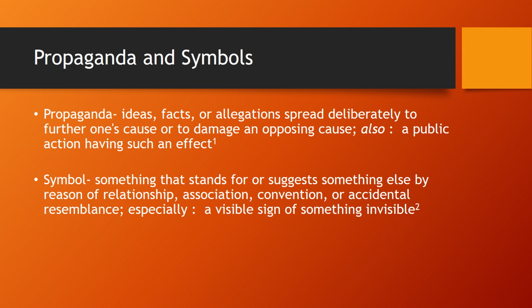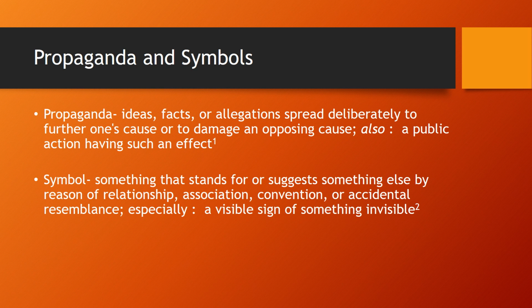So here we have the definition of propaganda and symbols. Propaganda are ideas, facts, or allegations spread deliberately to further one's cause or to damage an opposing cause. Also, a public action having such effect. We'll see in relation to the Revolutionary War, these are things that promoted the war. They helped to create unity throughout the colonies and states. But we'll see a little bit more of that as we go on.